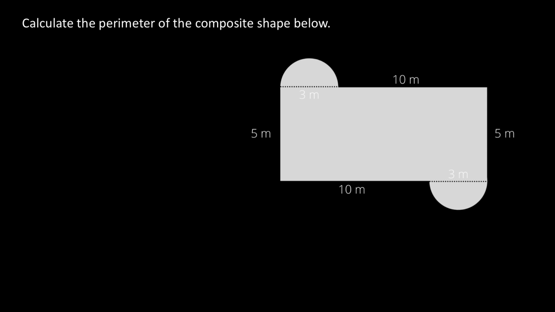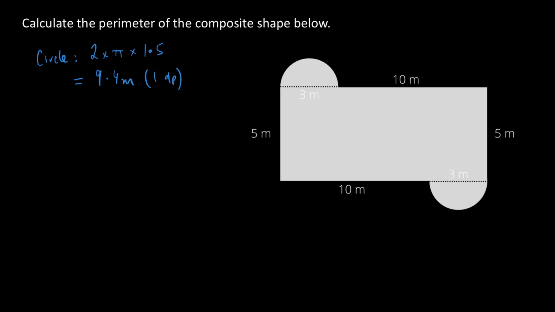To calculate the perimeter, I'm going to work out the circle to begin with. Now because we've got a full circle, I'm going to use the formula 2 multiplied by pi multiplied by the radius. Remember, the radius is half of the diameter, and that's 1.5. And that's going to equal 9.4 meters, correct to 1 decimal place.